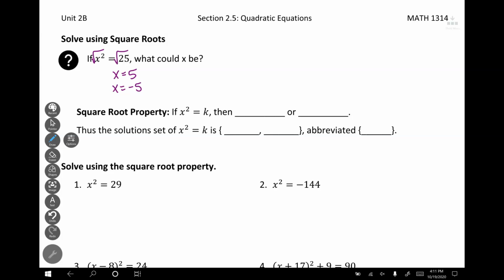So here's the square root property. If x squared equals k, then x equals the square root of k, or x equals negative square root of k. Okay, so it'd be plus or minus. Thus the solution set of x squared equals k is square root of k and negative square root of k, or you can write that as plus or minus the square root of k.